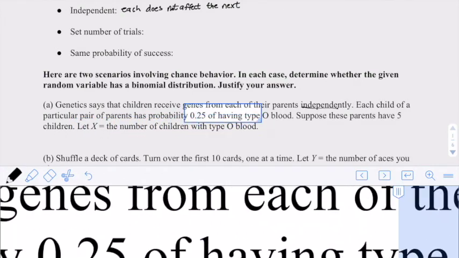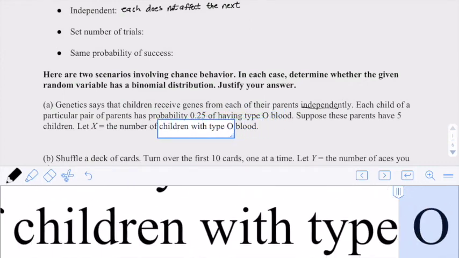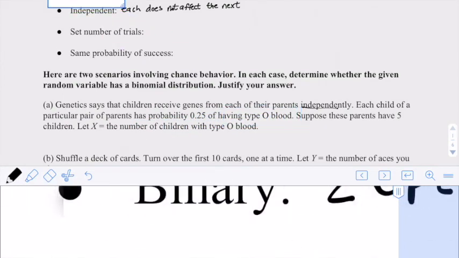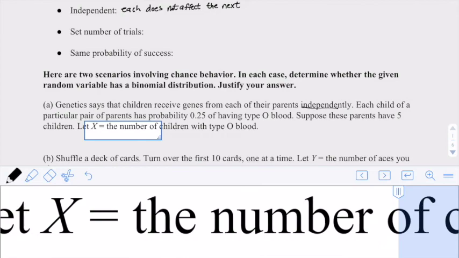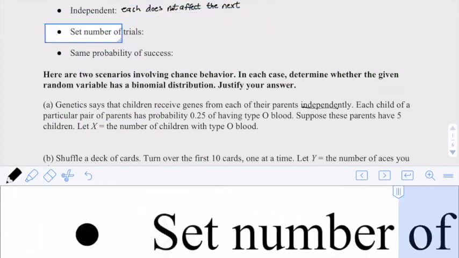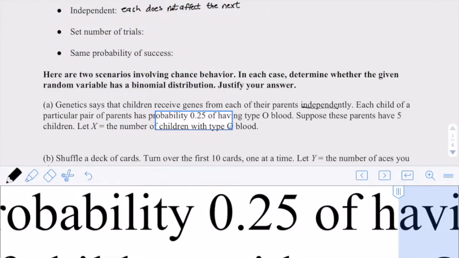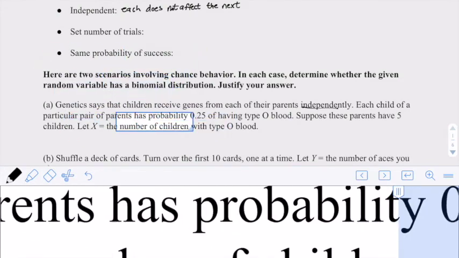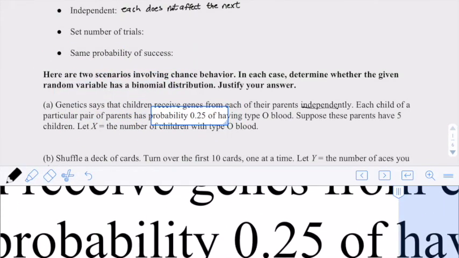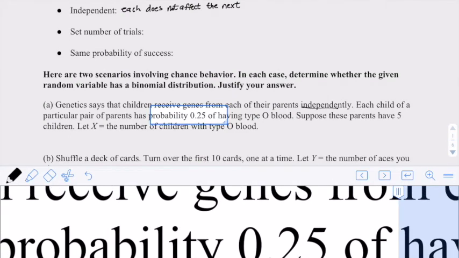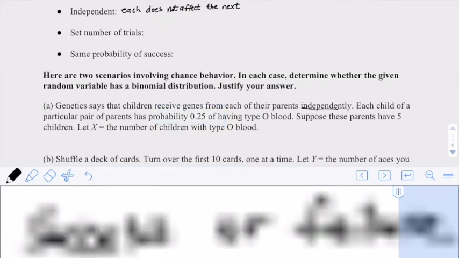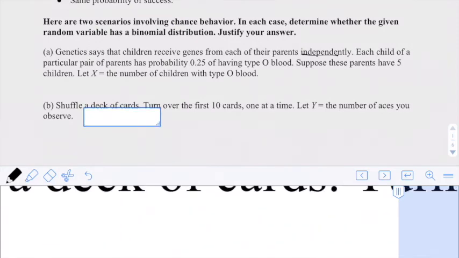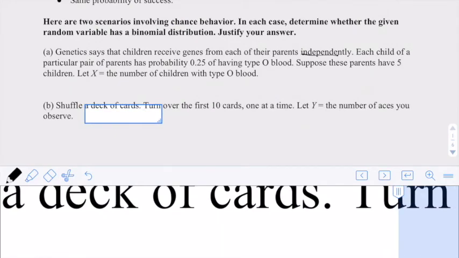This is exactly the same sort of situation. They either have type O blood or not, so it satisfies the binary condition. It was independent, like we said. There are 5 children, so the number of trials is 5, and the same probability of success. Each child has a 0.25 chance of having type O blood. So that's exactly like our last one. So you could write all that. I'm not going to right now.